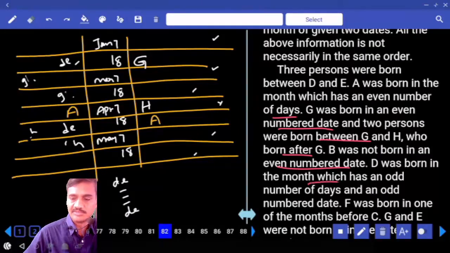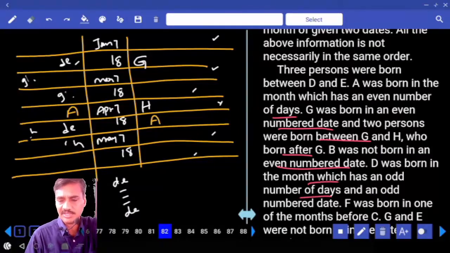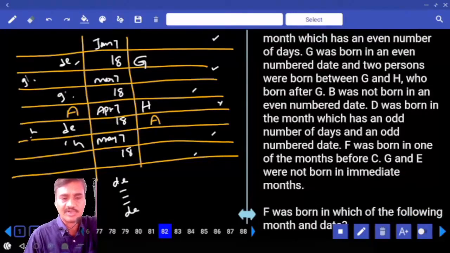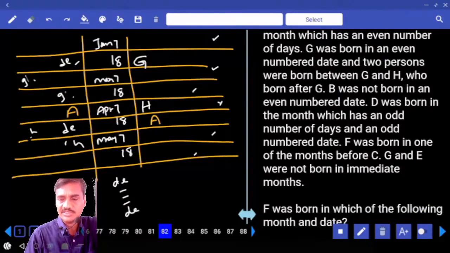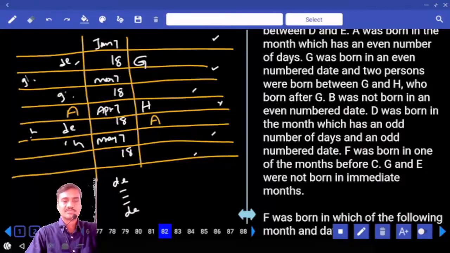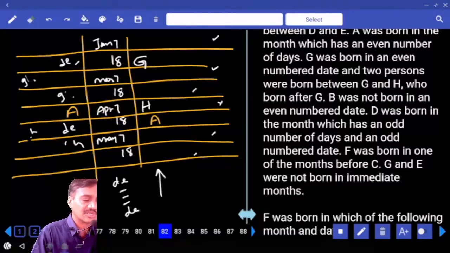D was born in the month which has odd number days. And F was born in one of the months before C. G and E were not born in the immediate months. Now G and E were not born in the immediate months. As G was born here, we have one possibility, so start with this. And G and E were not born in the immediate number days. Hence, what are the possibilities we have? And E cannot be here. D or E.